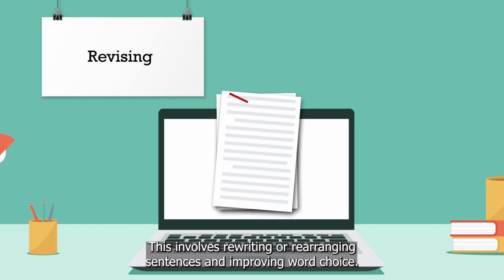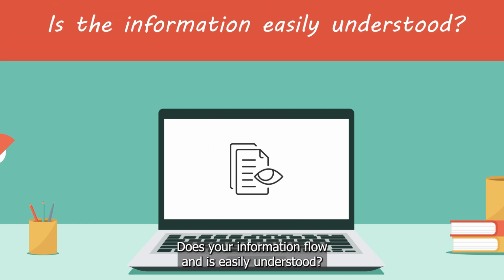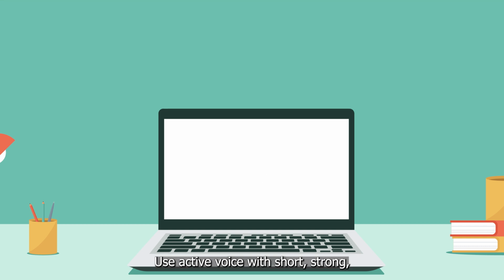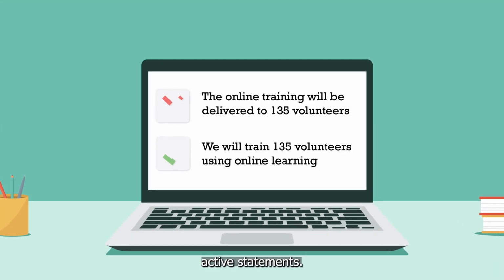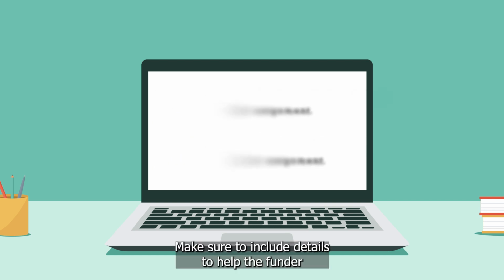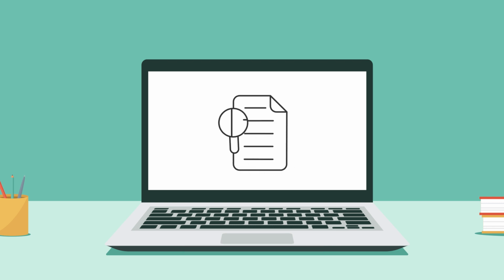This involves rewriting or rearranging sentences and improving word choice. Check your writing for organization. Does your information flow and is it easily understood? Use active voice with short, strong active statements. Consider your word choice, avoiding jargon. Make sure to include details to help the funder and reader understand your project or program.